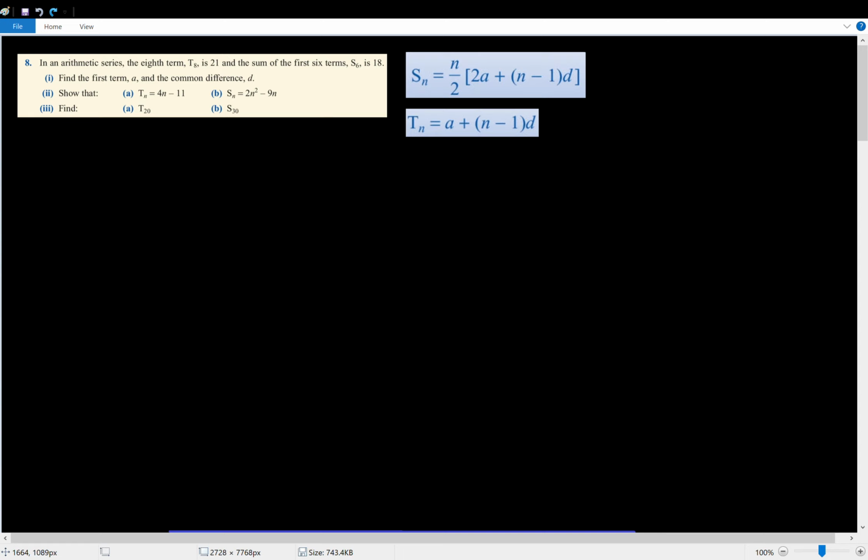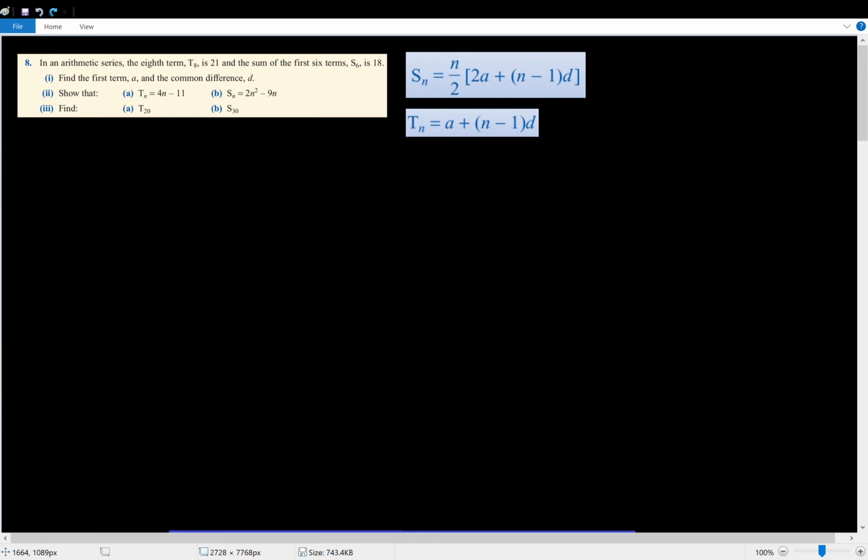This is question 8 in exercise 9.9 in New Concise Project Maths 3A. In an arithmetic series, the 8th term, T8, is 21, and the sum of the first 6 terms, S6, is 18. We have to find the first term, A, and the common difference, D.